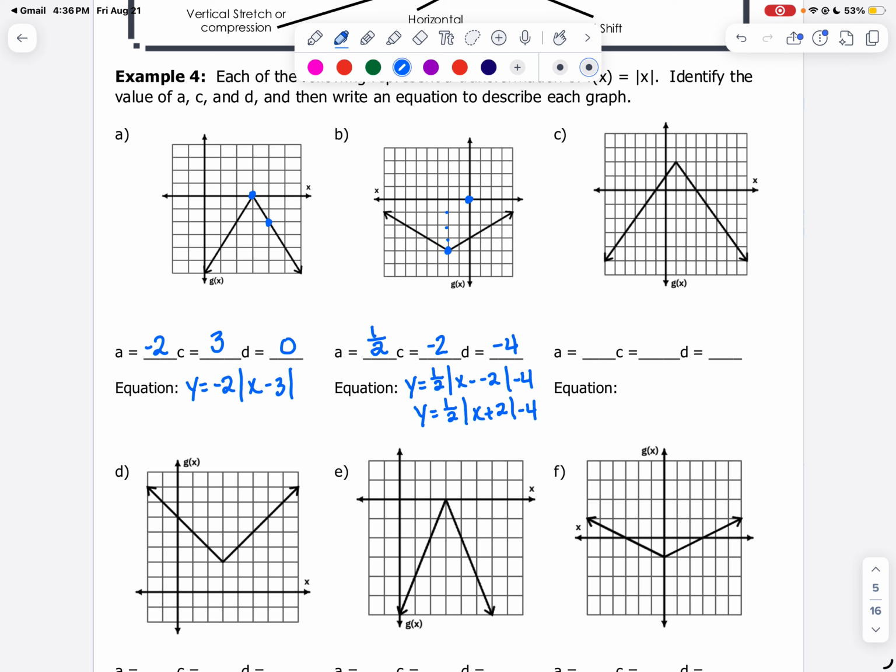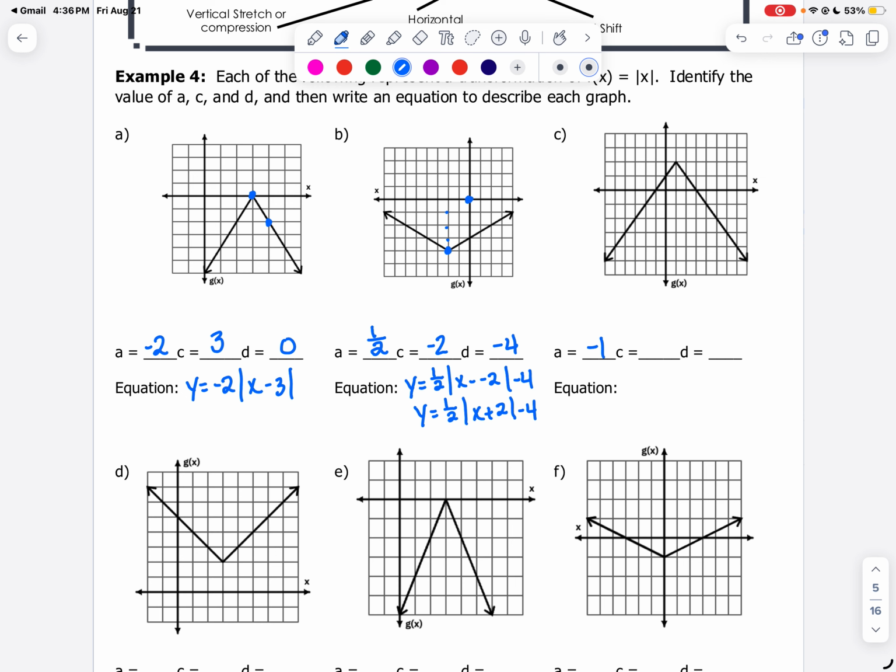All right, problem C. Put a dot at your vertex, and then we'll put a dot at our next friendly point, which would be right there. All right, now ask yourself, how would you have to move your pencil to get to that second dot? Well, you'd have to go down 1 and right 1. So our A value is -1.